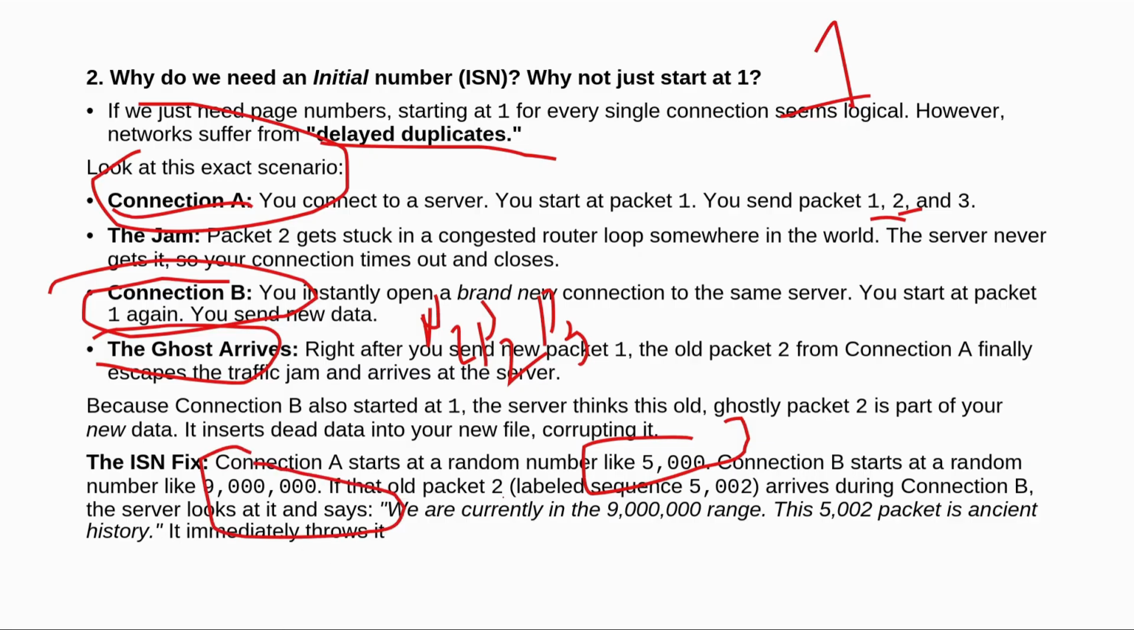So if the old packet 2, with sequence number 5002, arrives during connection 2, like it did over here, then the server looks at it and says, we are currently in the 900,000 range. The 5002 packet is ancient history and it immediately throws it out. So that is basically why the initial sequence number, ISN, doesn't start at 1.